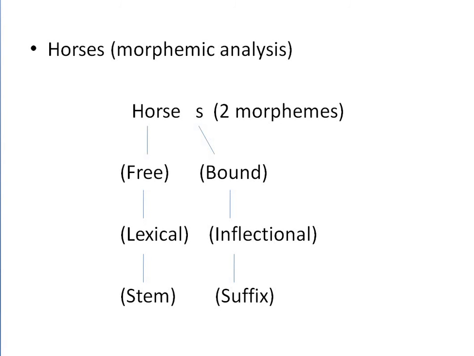Which type of free? Horse is either lexical or functional. It's actually a noun conveying a proper message, so it's a lexical. Which type of bound? The s is showing the plural form of horse, so it's the inflectional. Now in terms of affixes, horse is actually a stem and s is actually an attachment at the end, so it's a suffix.